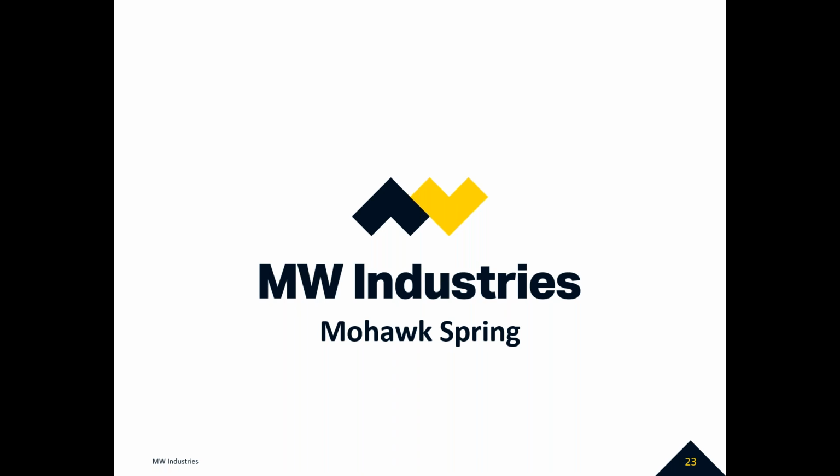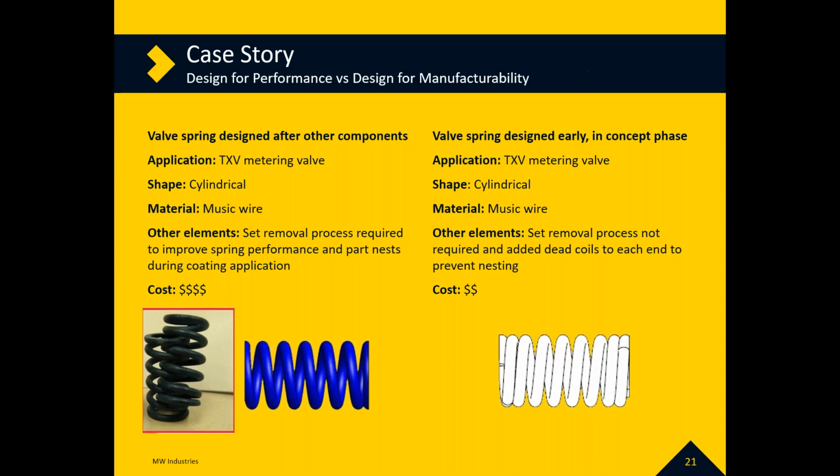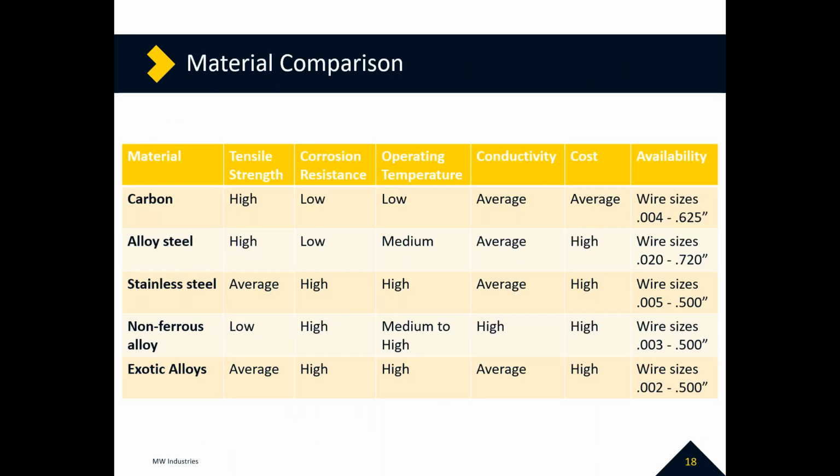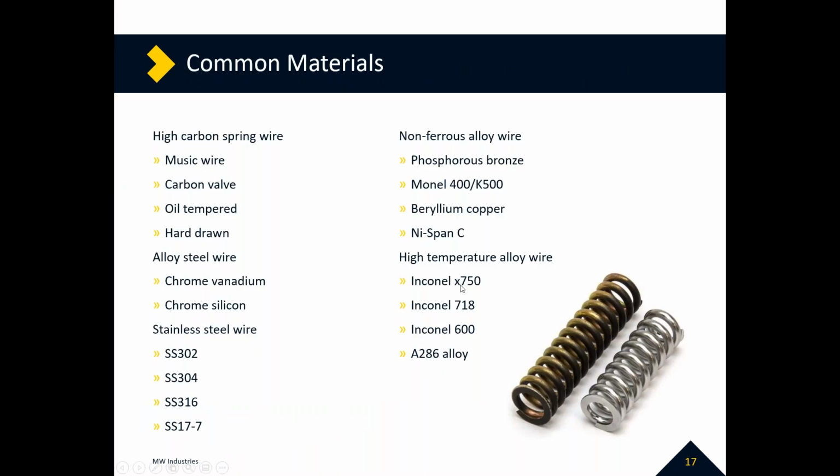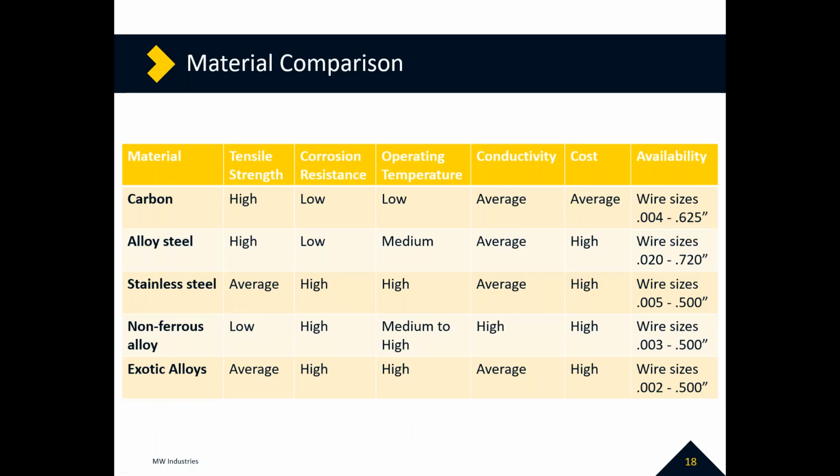Our first question is, what type of materials would be good in high temperature applications? So I'll go back to that slide. Your exotic alloys, preferably Inconel X750 and Inconel 718, work great in high temperature applications due to the amount of nickel content. They're great for corrosive environments, but just as good in high temperature applications because of that.